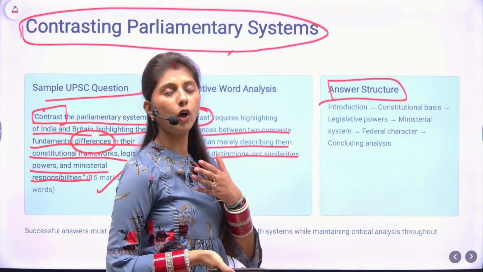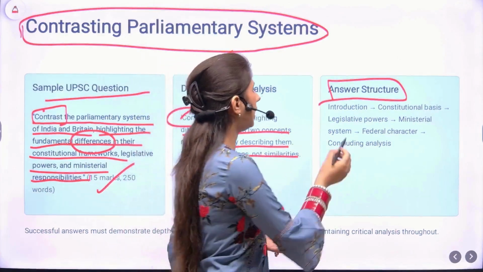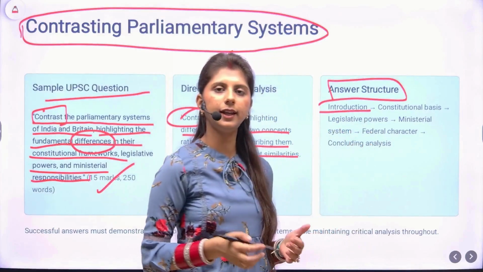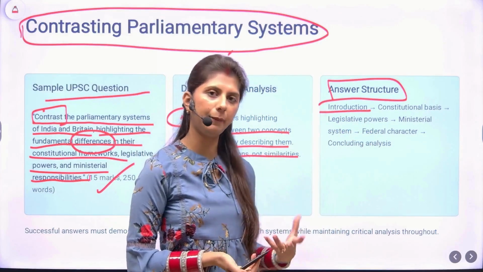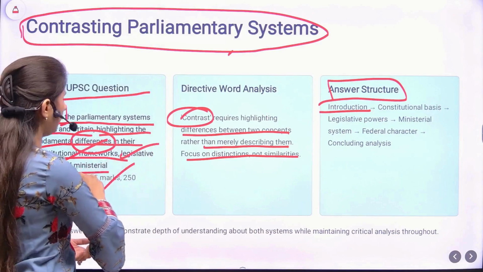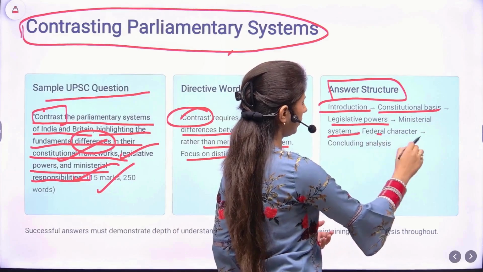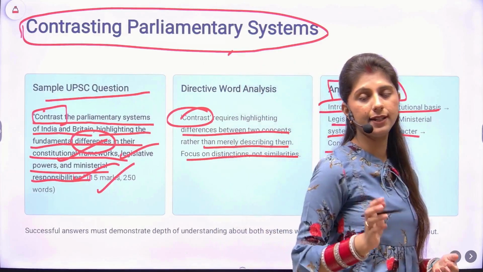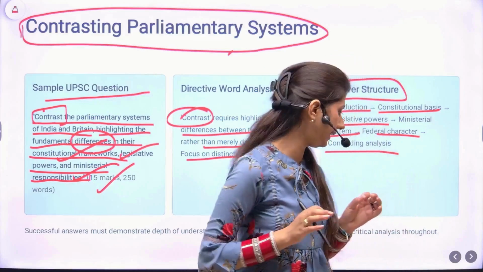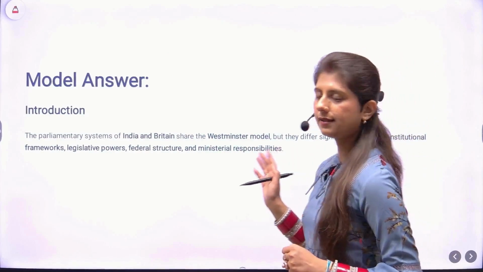As I always say, always follow the intro, body, conclusion approach. We'll start with an introduction. Then in the body of the answer, there will be certain parameters which are already given, that is constitutional framework, legislative power, ministerial. So constitutional basis, legislative, ministerial, federal character, and then a concluding analysis. The answer must show your in-depth analysis and critical thought as well. Let's start with the model answer.